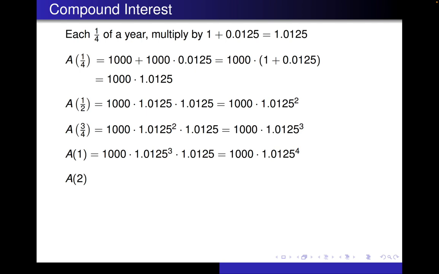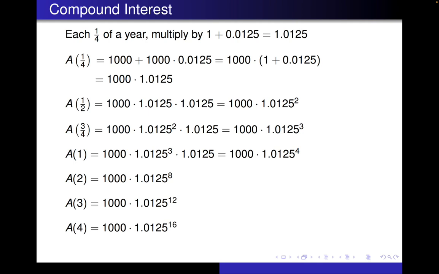So we're going to multiply by 4 factors of 1.0125, which means we're going to end up with 4 more factors, 1,000 times 1.0125 to the 8th. We did have to the 4th power. We're gaining 4 factors. That means we're going to end up at the 8th power. For the 3rd year, we're going to add on 4 more factors of 1.0125 to get 1,000 times 1.0125 to the 12th. After 4, we're going to add on 4 more factors to get 1,000 times 1.0125 to the 16th.